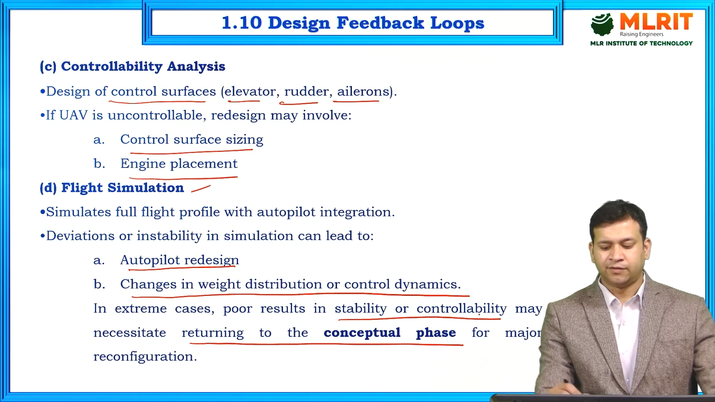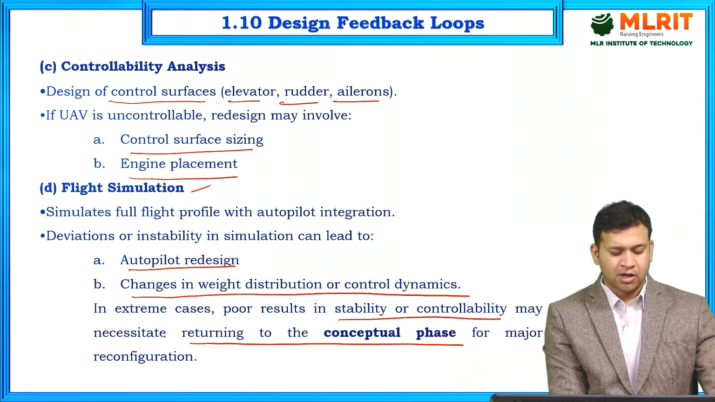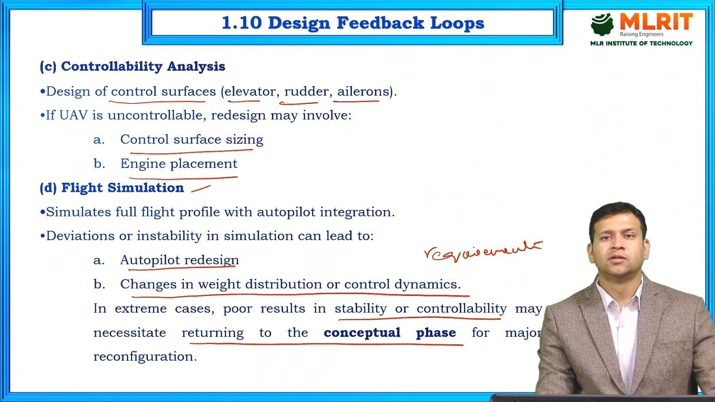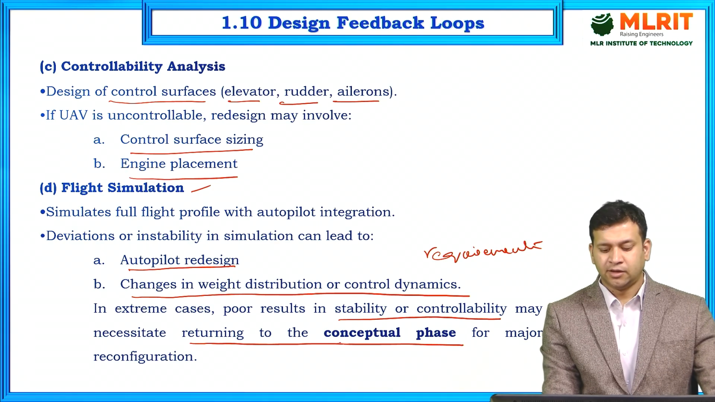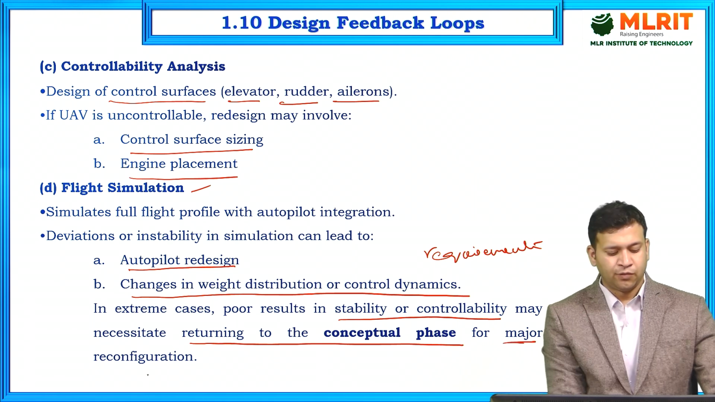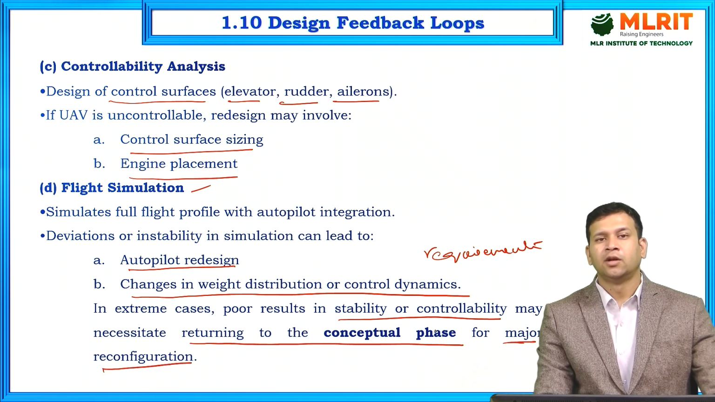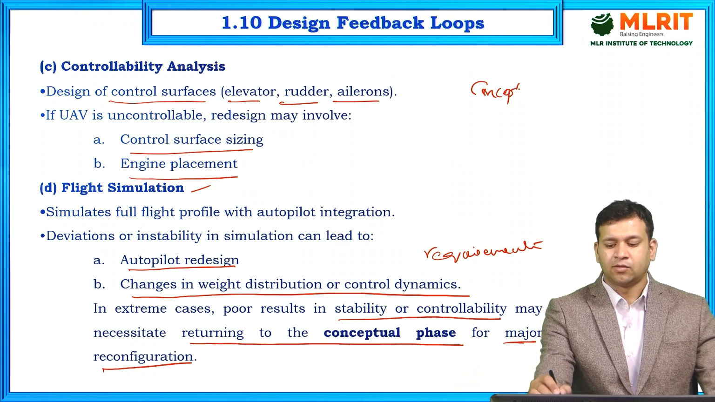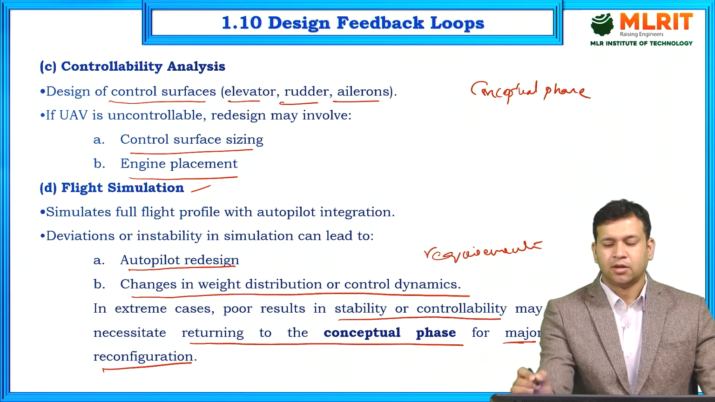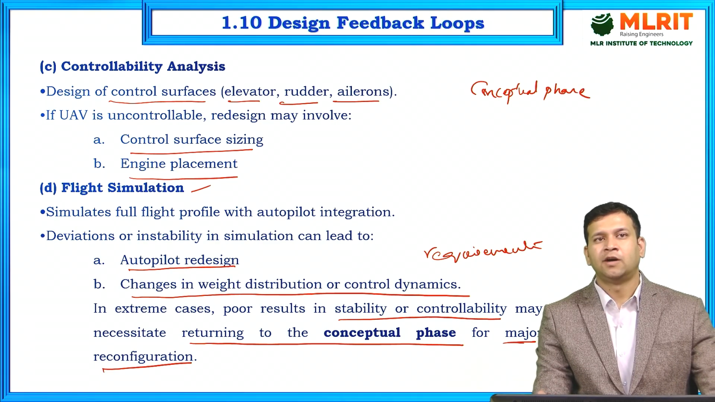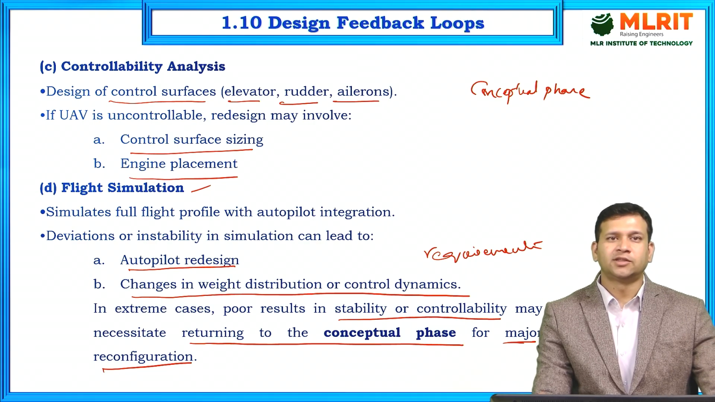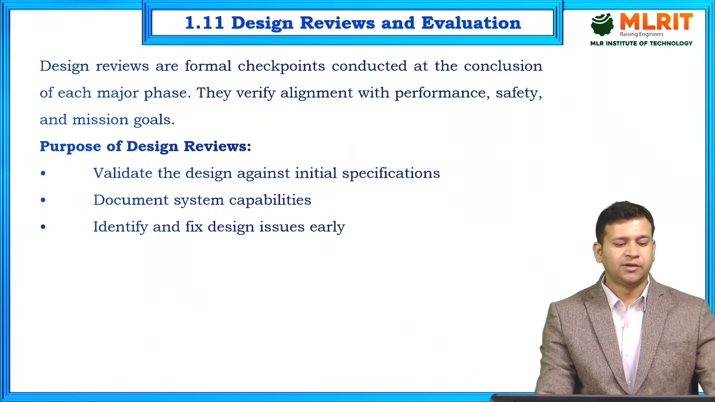In case the stability and controllability are not matching with the requirements, then in the conceptual phase we'll go for major reconfiguration. It will go back to the conceptual phase from the beginning, and the conceptual phase has to be reframed. After that it will go to the preliminary design phase, then the detailed design phase, and then it will go for construction and fabrication.